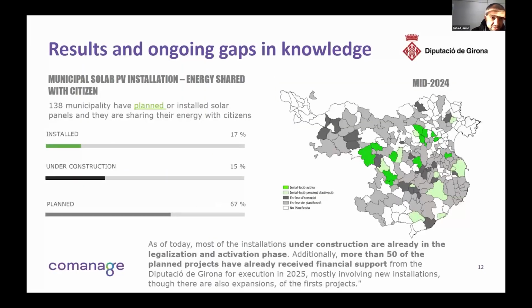The results we have with this municipal solar photovoltaic installation shared with the citizens have been widely expanded. These graphics are from mid-2024, but nowadays most of the projects under construction that we see are now in the legalization or activation phase, and more than 50% of the projects have already received financial support, and we are helping those projects to become a reality next year.